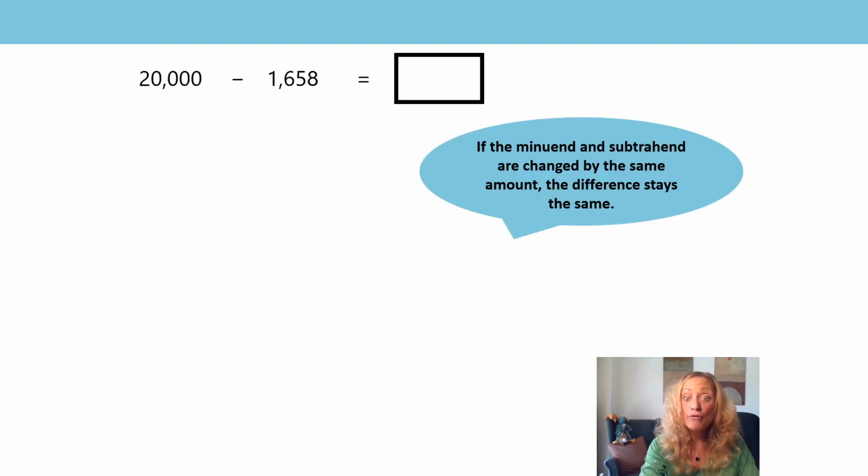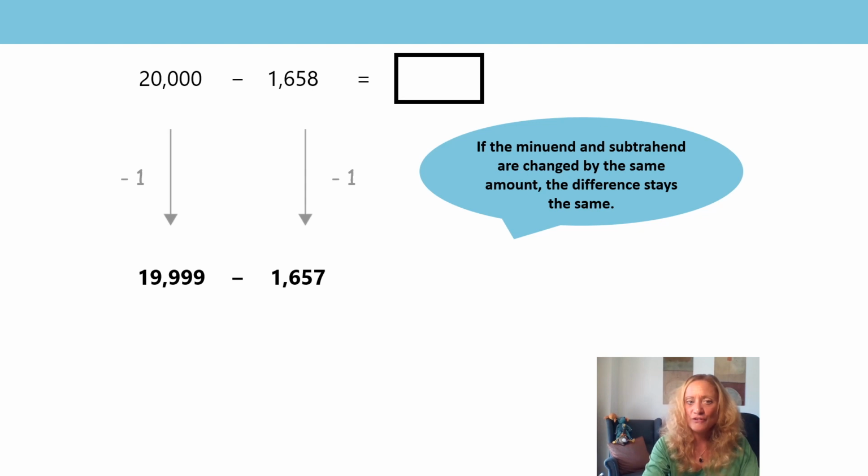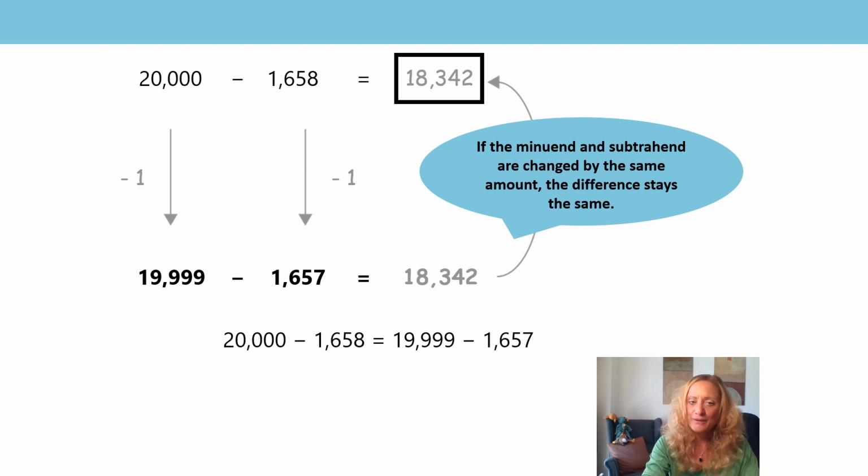I've quickly written it as a linear equation because I know you use this method using your mental strategies, and I wanted to make some connections to that. So I've got 20,000 subtract 1,658, and we just said, haven't we, if the minuend and subtrahend are changed by the same amount, the difference stays the same. So I'm subtracting 1 to get 19,999, subtracting 1 to get 1,657, and we found the difference was 18,342, which was the same. So written as a linear equation and doing the same jottings as you used for your mental strategies still gets us the same difference, because those two equations are equivalent.